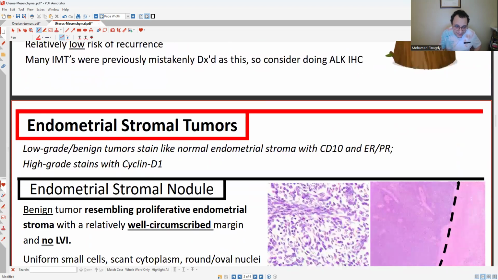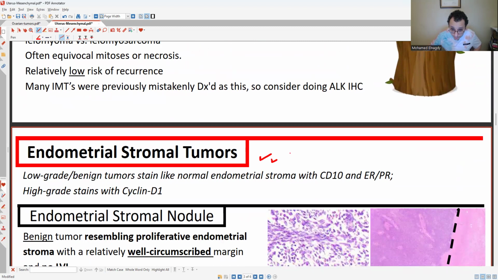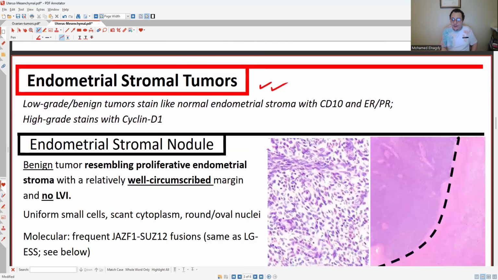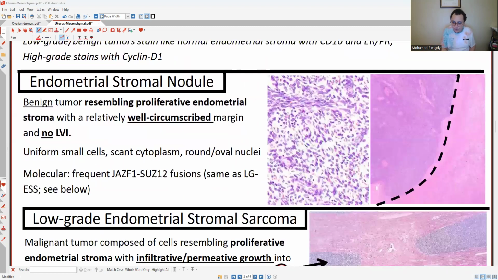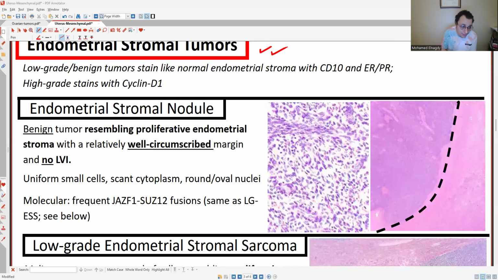Our next entity is the endometrial stromal tumors. You will get a question every now and then in the Q banks for the boards about the endometrial stromal nodule and endometrial stromal tumors. You need to know that this is not coming from the smooth muscles, it's coming from the stroma, the endometrial stroma. That's called endometrial stromal tumor. It's coming from the stromal cells, the connective tissue cells in between the glands, the stroma.